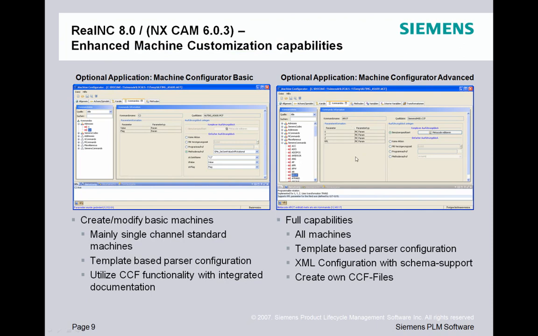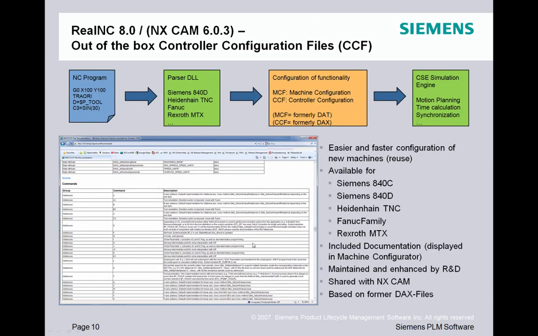So much for the quick demo. Like I said, the advanced version gives you full access. The basic version allows you to create new machines, mainly for single channel machines, to reduce the complexity. That is what you can mainly cover with the basic version, and to create new machines based on CCF files to reuse functionality that we have provided out of the box with the NX installation.